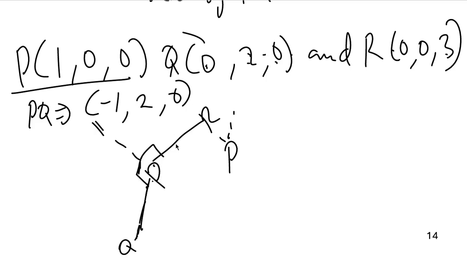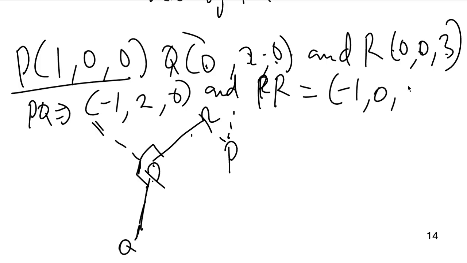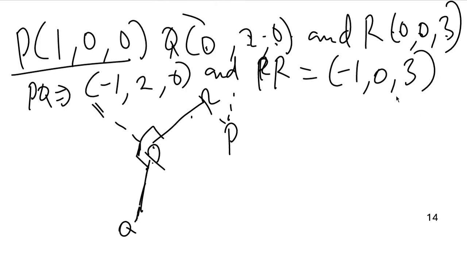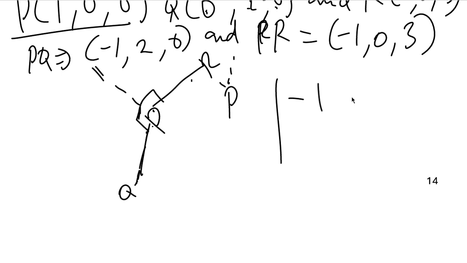And then for PR, not QR, right? You must be very careful. So for PR, is simply R minus P. So 0 minus 1, that's going to be minus 1. 0 minus 0, and that's going to be 0. And 3 minus 0, that's going to be 3. So we then get the cross product of negative 1, 2, 0, and that's i, j, k, and negative 1, 0, 3.